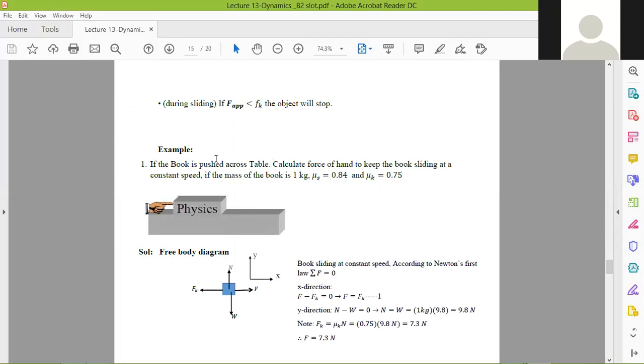Okay, so if a book is pushed, then it calculates the force. So you can see that we have an applied force. We must calculate the force required to keep the book sliding at a constant speed. The mass of the book is given, the static coefficient is 0.84 and the kinetic coefficient is equal to 0.75.